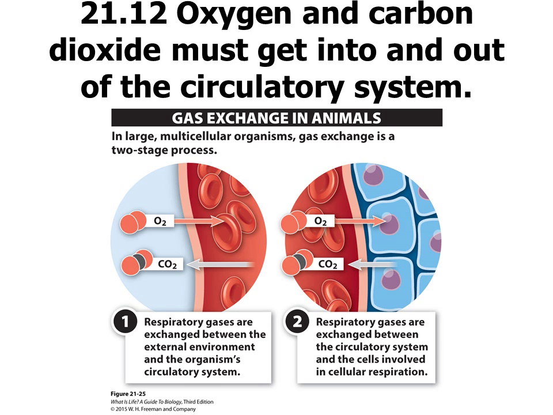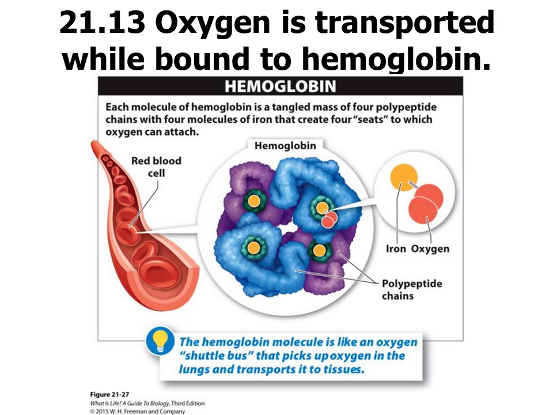Oxygen and carbon dioxide must get into and out of the circulatory system. In single-celled and very small multicellular organisms, gas exchange can occur directly through diffusion. But in large multicellular organisms like humans, gas exchange becomes a two-stage process. First comes the exchange between the external environment and the organism's circulatory system, and then later comes the exchange between the circulatory system and the cells involved in respiration. Take-home message: oxygen in, carbon dioxide out. They must be exchanged.